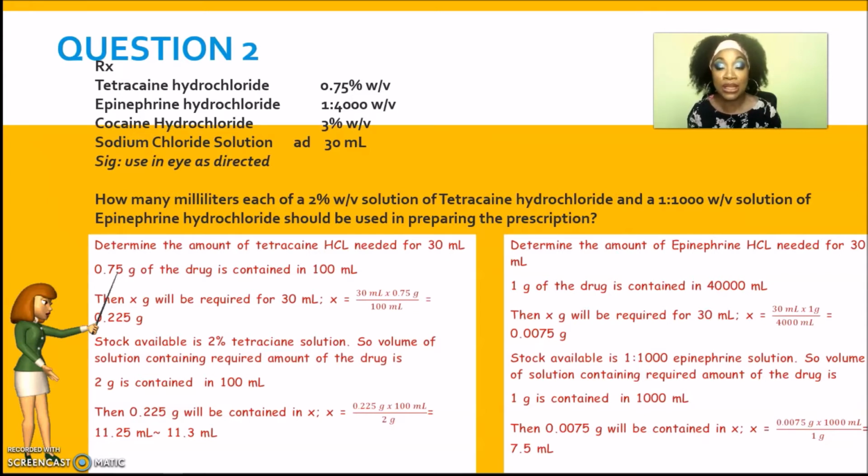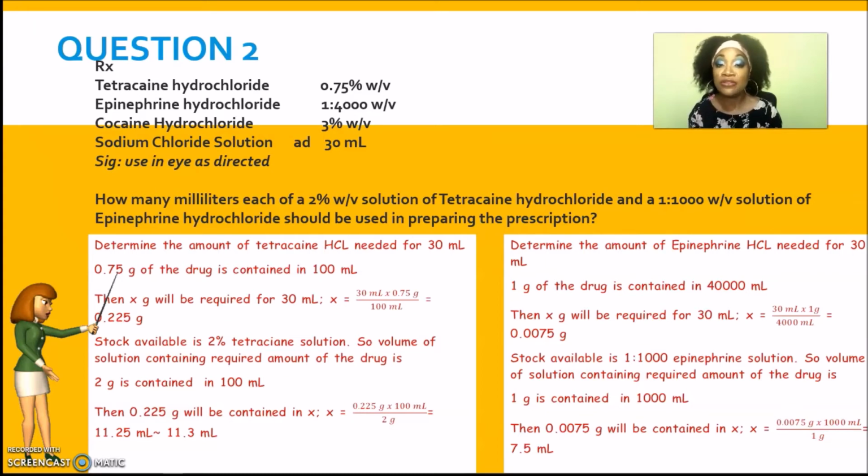When we look at the question, we see that we don't have the pure drug, we have a stock of 2%. So it means then that we need to find what volume of this 2% tetracaine solution will furnish us with the 0.225 grams that we need to make the 30 ml of mixture.